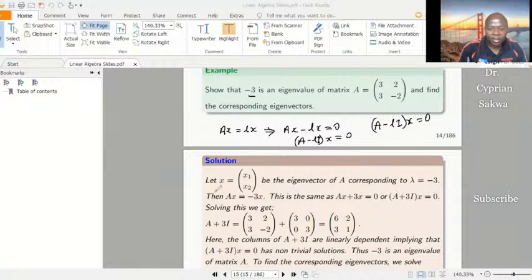So I've said let x, the eigenvector, be x1, x2. So this is the eigenvector corresponding to this lambda equals 3. So instead of this lambda, I have 3. So when I write it here, I have A minus 3I multiplied by x is equal to 0. But this minus and this minus give me a positive. That's why you see this.